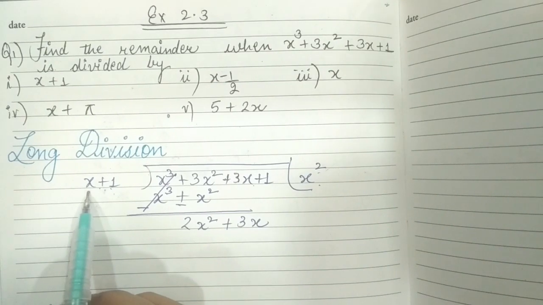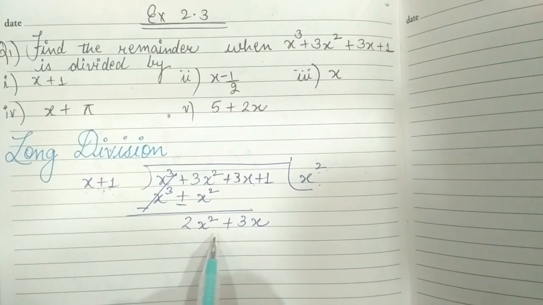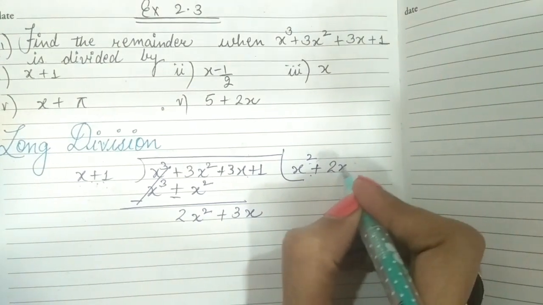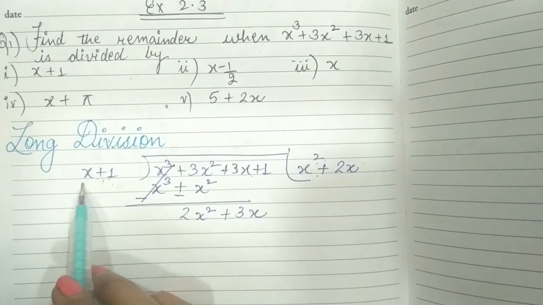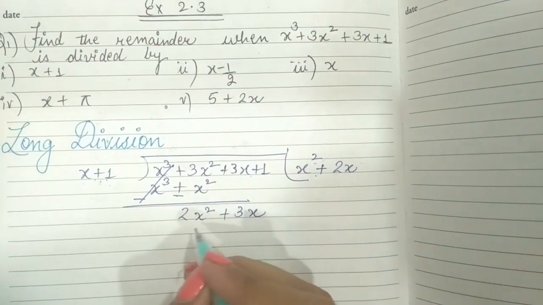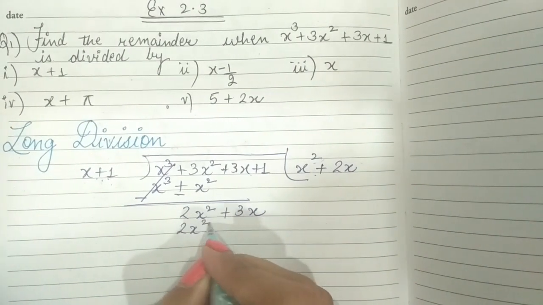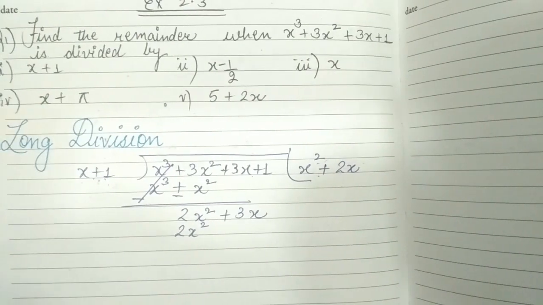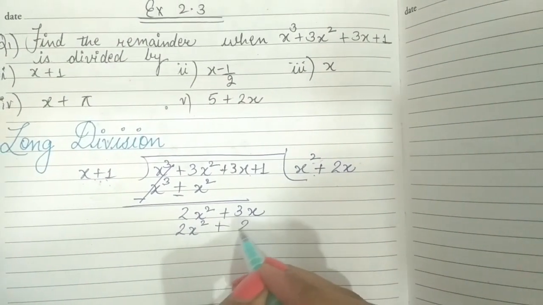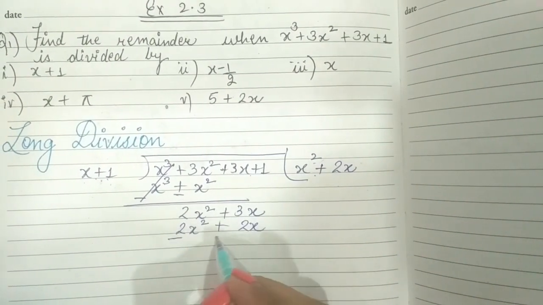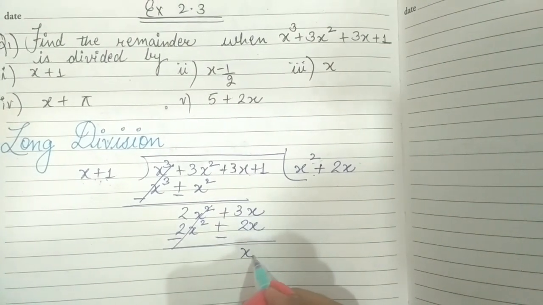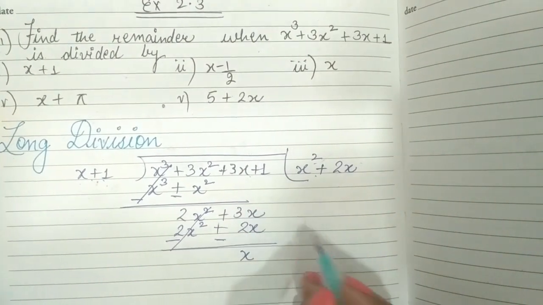Now we have to convert x into 2x square. So we are going to multiply it by 2x. x multiplied by 2x will be 2x square. 1 multiplied by 2x will be 2x. Again sign change. 3x minus 2x, x. Copy the next variable.